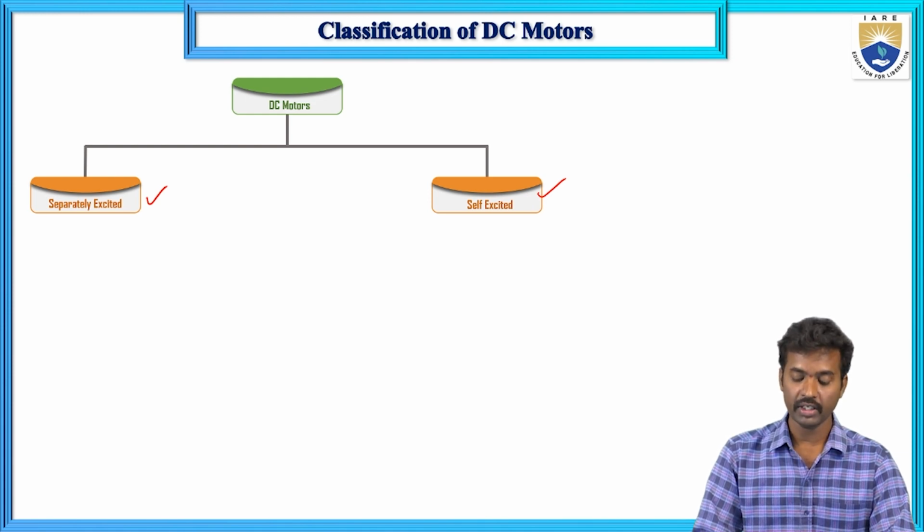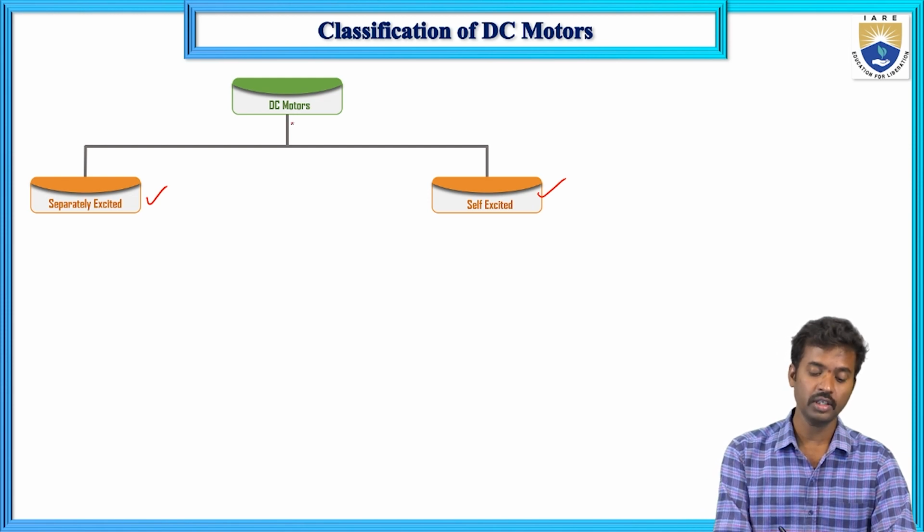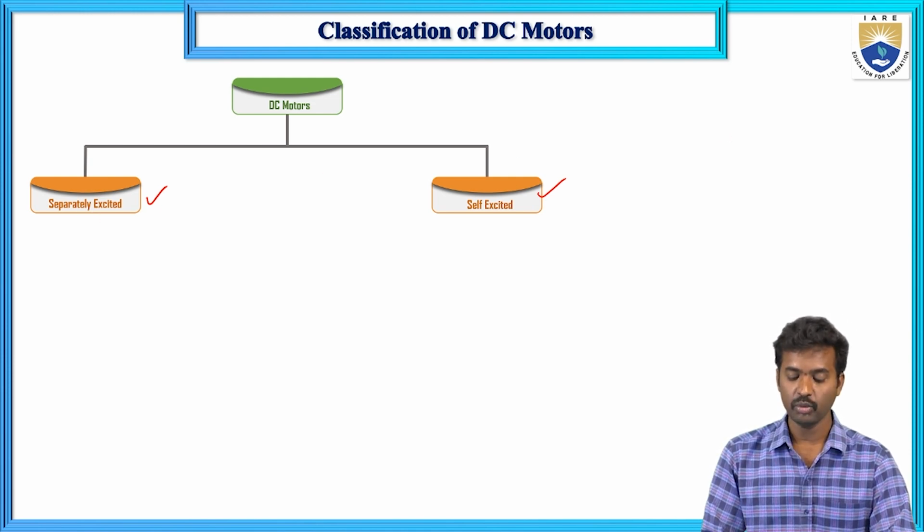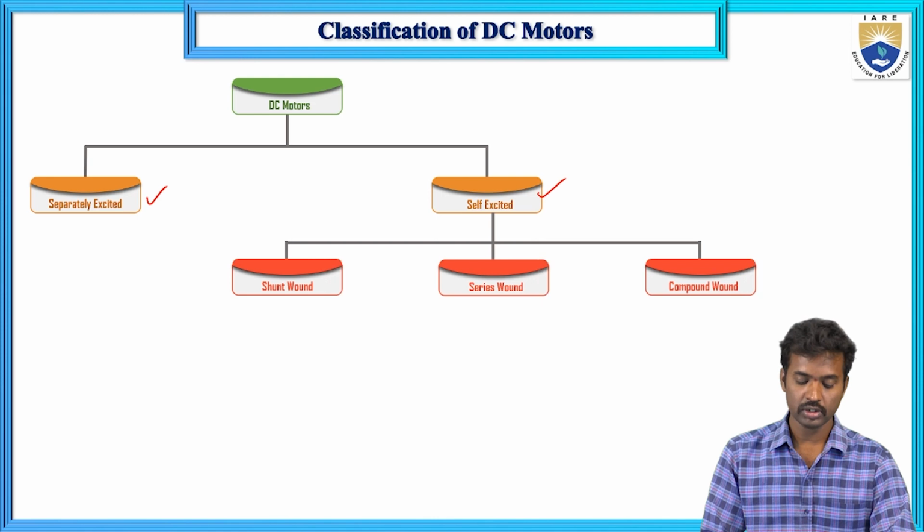By the method of excitation, field winding excitation, we classify the DC motor into two types: separately excited and self-excited DC motor. In the self-excited, again there are three types of DC motor. The first one is shunt wound DC motor, series wound DC motor, and compound wound DC motor.